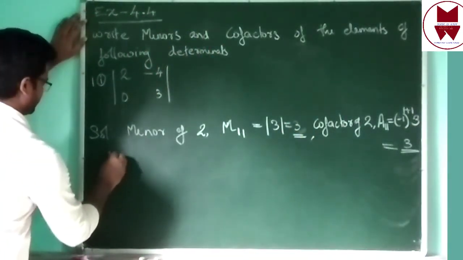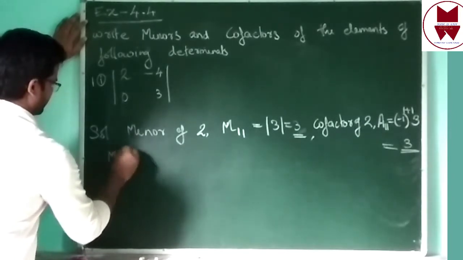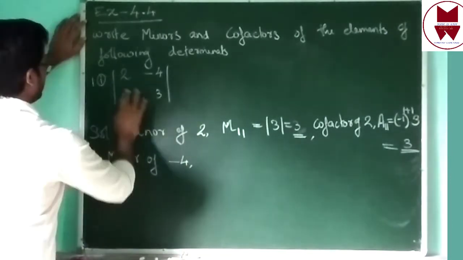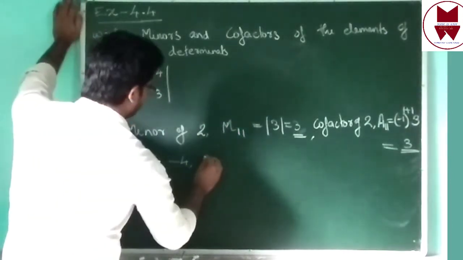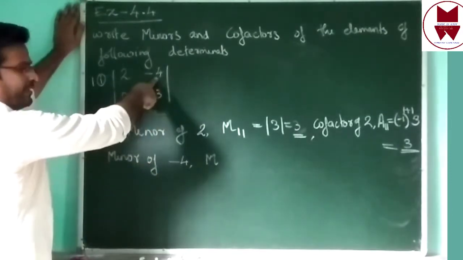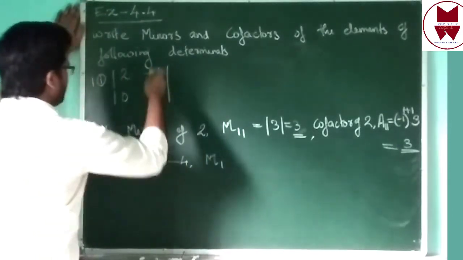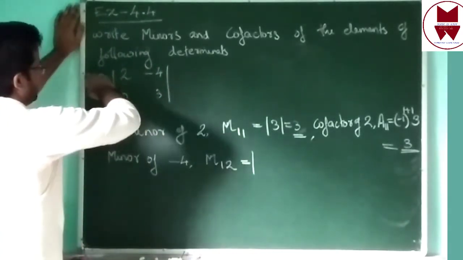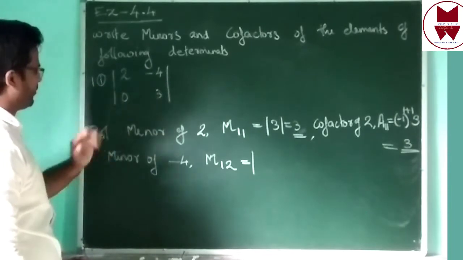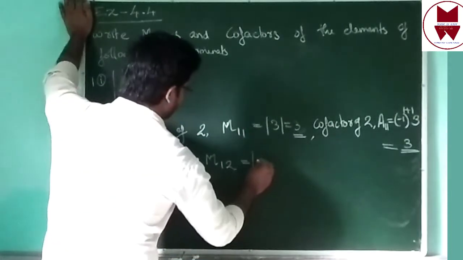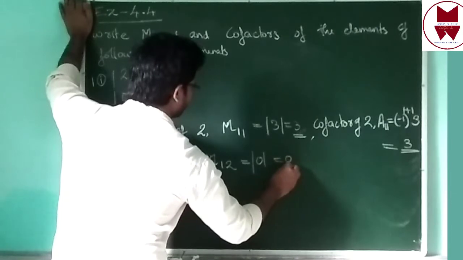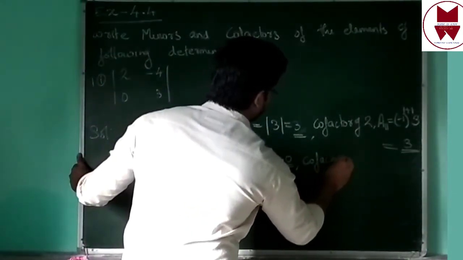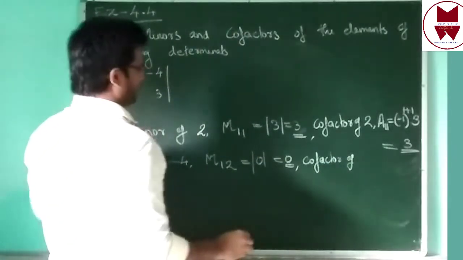Next, the minor of the next number, that is minus 4. The minor of minus 4 is M12, first row and second column, equal to the determinant. Leave out this first row and second column. What is remaining? Only 0, isn't it? We write the determinant of 0 equals 0. Then we can find the cofactor also, the cofactor of this minus 4.